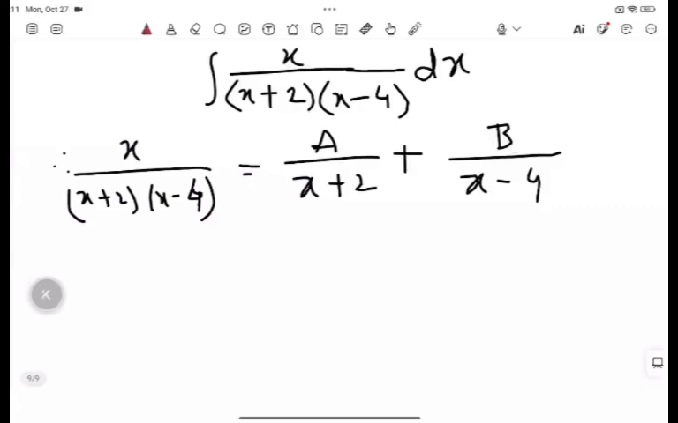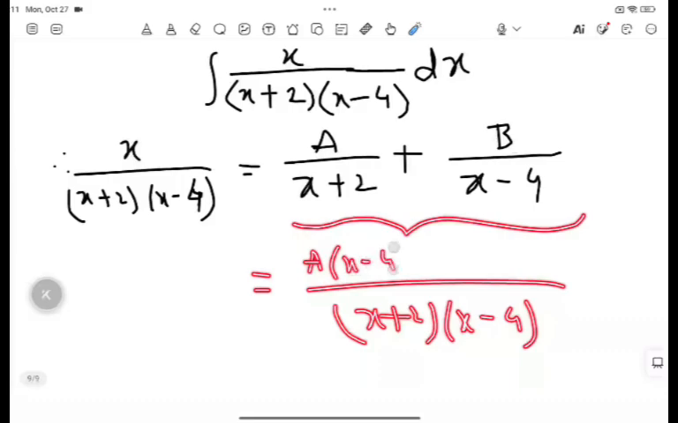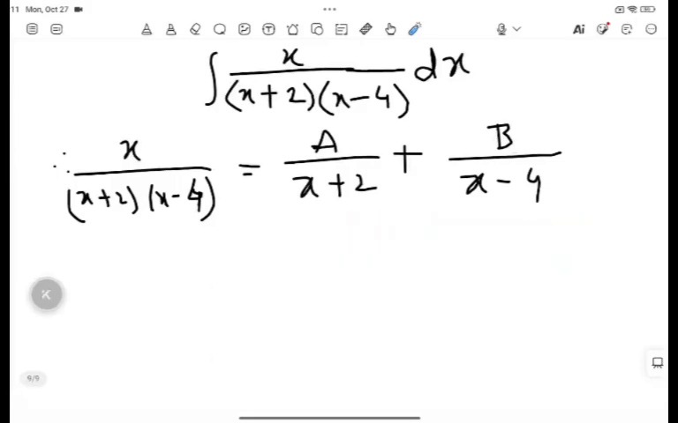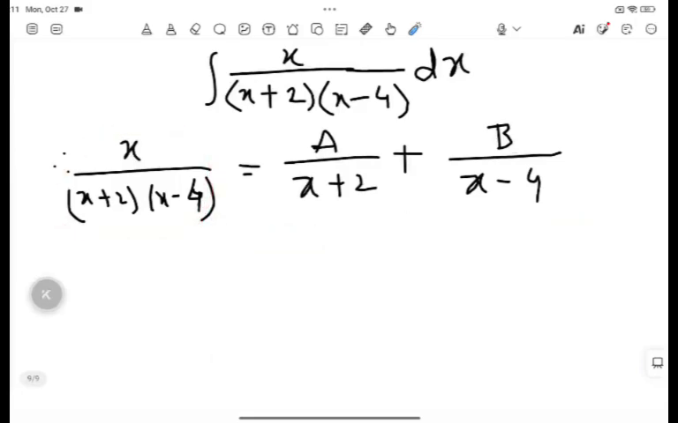Note, when you actually take the LCM here, the fraction becomes this. And hence these two are equivalent. We could write this as this. We split the fraction into two.